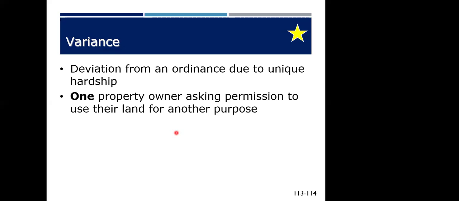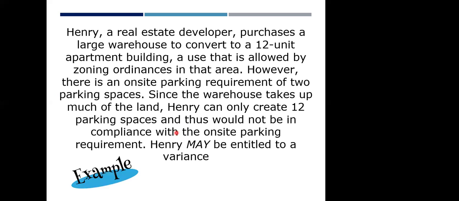So let's look at an example of a variance. Henry is a real estate developer. He purchases a large warehouse to convert to a 12-unit apartment building, a use that is allowed by zoning. However, there's an on-site parking requirement of 2 parking spaces. Since the warehouse takes up much of the land, Henry can only create 12 parking spaces and thus would not be able to comply with the on-site parking requirement.